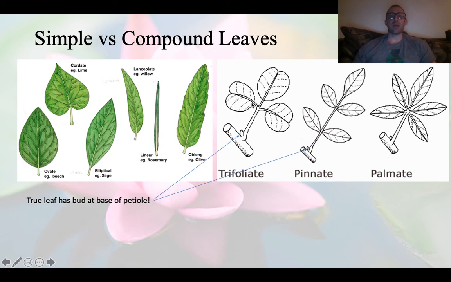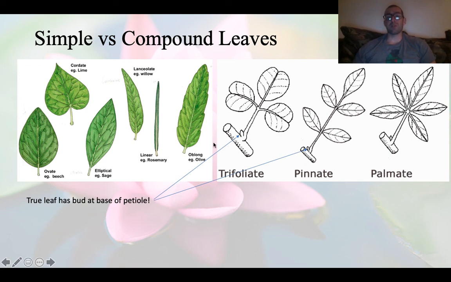Now, a way to tell a simple from a compound leaf, or really to tell a simple leaf from a leaflet, is that all leaves have a bud, or there'll be a bud scar at the base of the petiole. So if you don't see this bud here, like you don't see it here, this is a leaflet rather than a leaf.